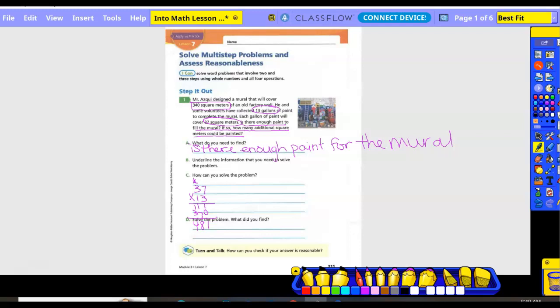481, right? So is there enough to cover the mural? Yeah. Okay, so yes, there is enough paint to cover the mural. Now what do we need to do?